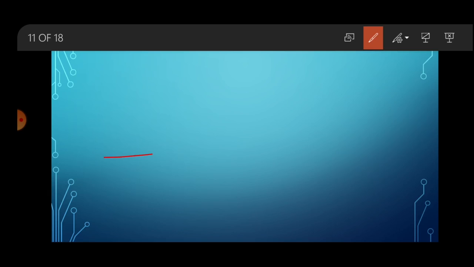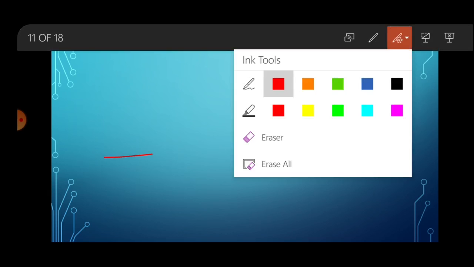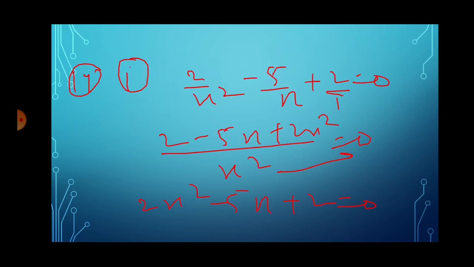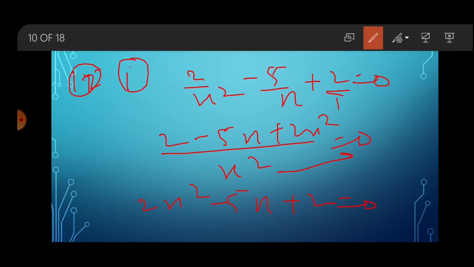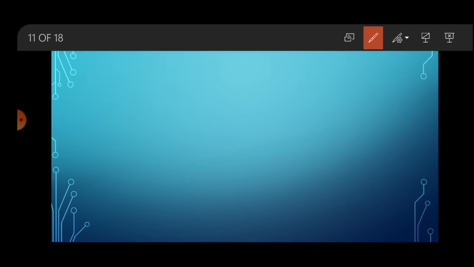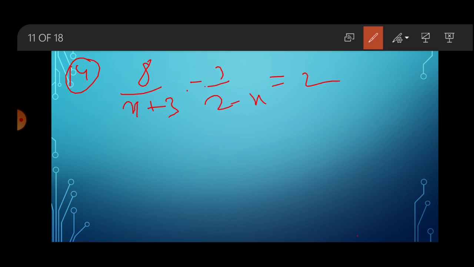Okay, the first part of question number 14 was not exactly this question. This is the first part of question number 12. So don't be confused. Now I'm going to solve question number 14 for you. So it is a bit different question. 8 upon x plus 3 minus 3 upon 2 minus x is equal to 2.